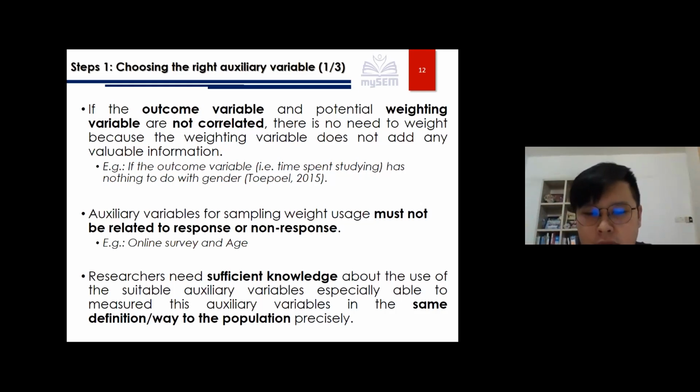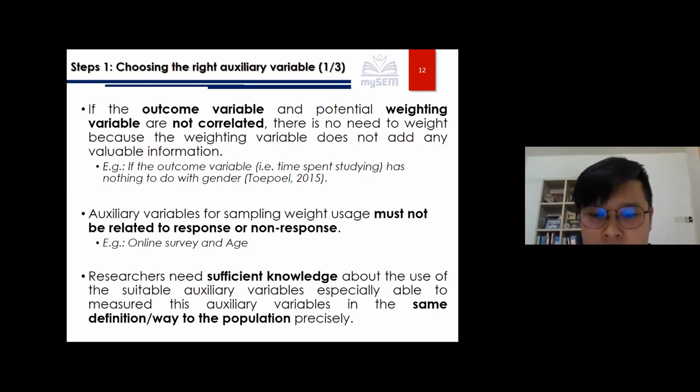For online surveys, the younger generation will always respond faster compared to the older generation. Therefore, in such a case, you have respondent and non-respondent issues. So in such a case, you cannot use auxiliary variables as sampling weight. You cannot. So this is the second rule of thumb.